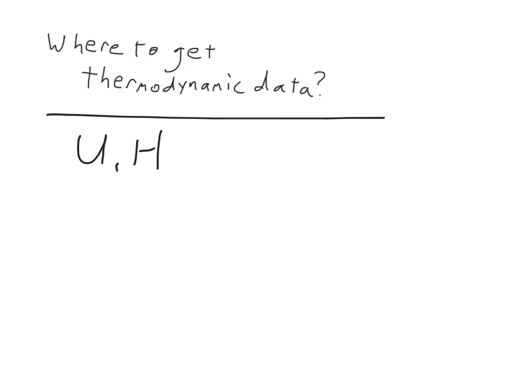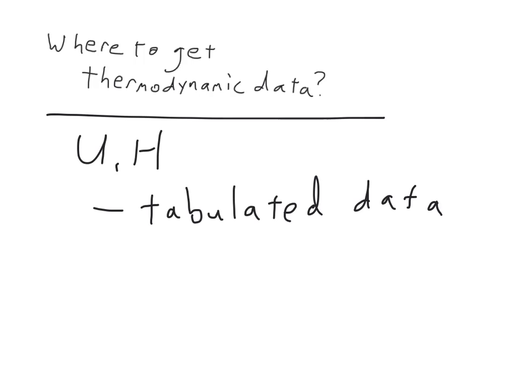So generally there are two ways we can get thermodynamic data about a chemical or a material. First one is tabulated data. If you look in the back of your book, you will see what are known as the steam tables. We're definitely going to go over these in more detail, but the steam tables generally list, at a given temperature and pressure, U and H for that material, in this case steam or water.